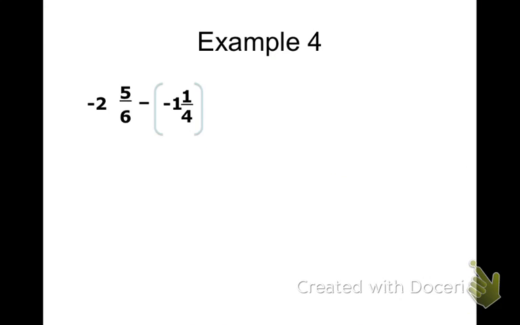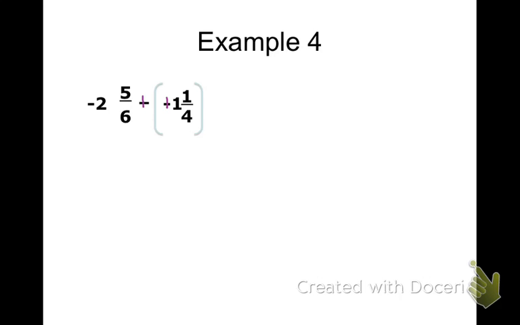Let's give this a try. In this case, you have a negative 2 5/6 minus a negative 1 1/4. The first thing I want to do is take care of adding the opposite of the next number, which means I'm really going to be adding the number. So I'm going to show this in two different ways. One, let's rewrite the problem with a common denominator, and I know that 6 and 4 both go into 12.